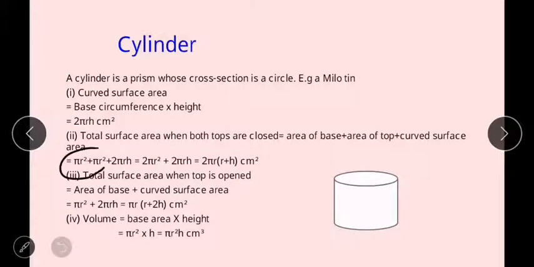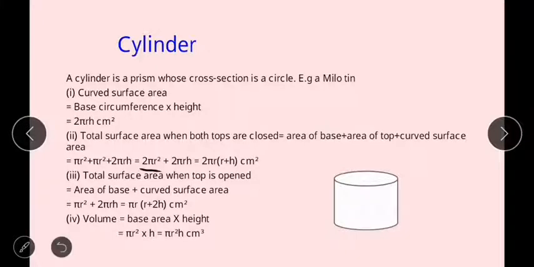Pi r squared plus pi r squared would give you what? 2 pi r squared. Is that taken? Then plus 2 pi r h. That gives you this. If you look at these two families very well, 2 is common, pi is common, r is also common. So now, let us try to bring out the common entities. We have 2 pi r as the common values, right? Now, we'll be left with r plus h.